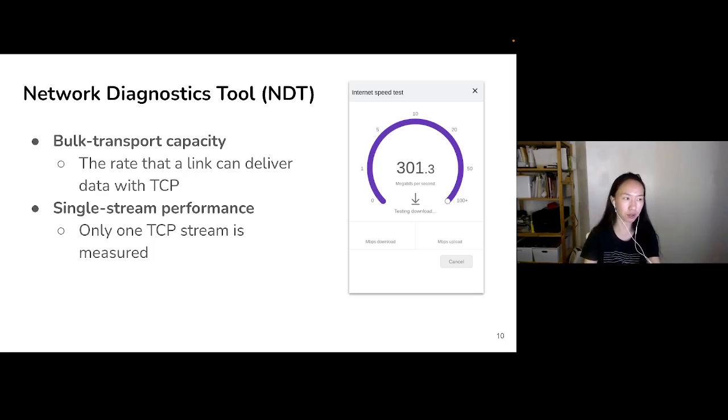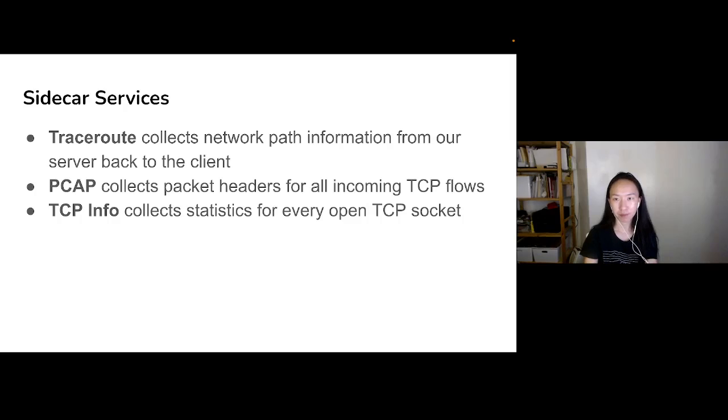This is getting into the specifics of what we're measuring. Again, bulk transport capacity being the rate that a link can deliver data with TCP. The single stream performance is indicating that it's only one TCP stream that's being measured. This is in the weeds, but for our purposes these are just details that you should have in mind when you're thinking about what it is actually measuring, and being able to define that to your users, to people that you present your data to, that it's a specific kind of internet measurement.